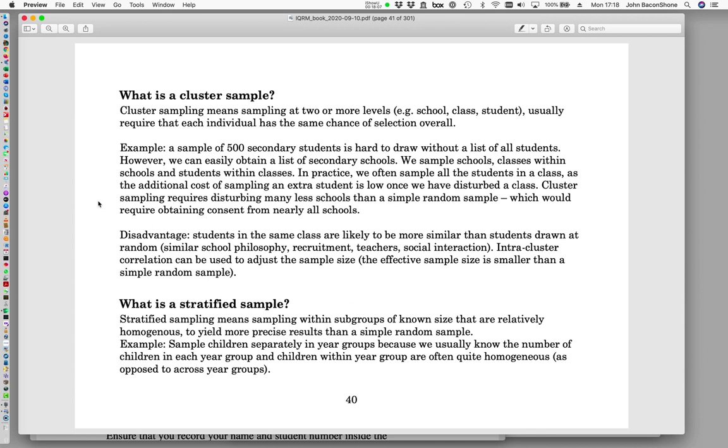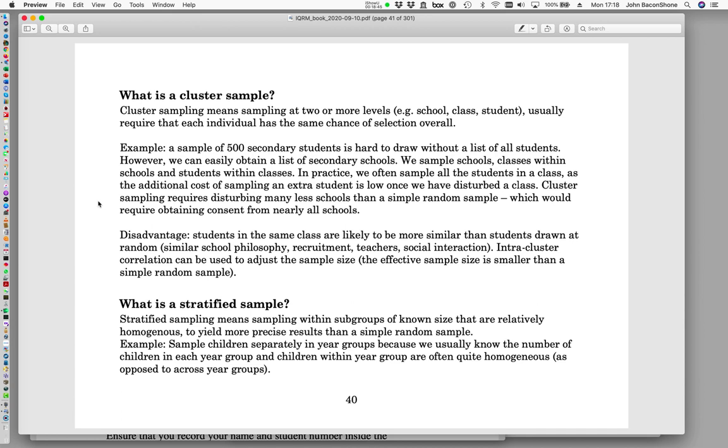So what can we do about this? Well, we can actually measure something called intra-cluster correlation, which measures how similar the students are within the same cluster, the same class in this case. And we can use that to adjust the sample size. So the effective sample size is smaller than a simple random sample of the same sample size. But even so, this is still usually a much more efficient way of drawing a sample of secondary students than simply drawing a random sample.